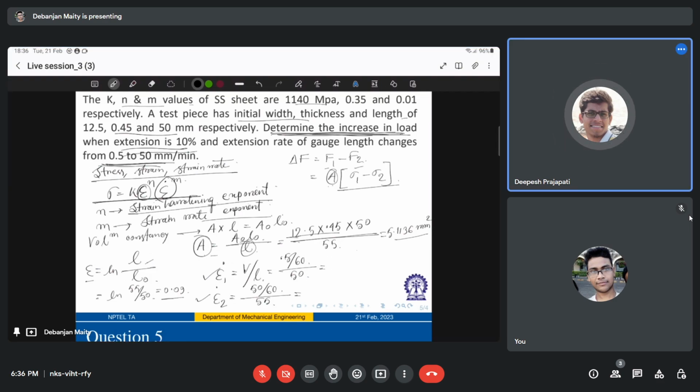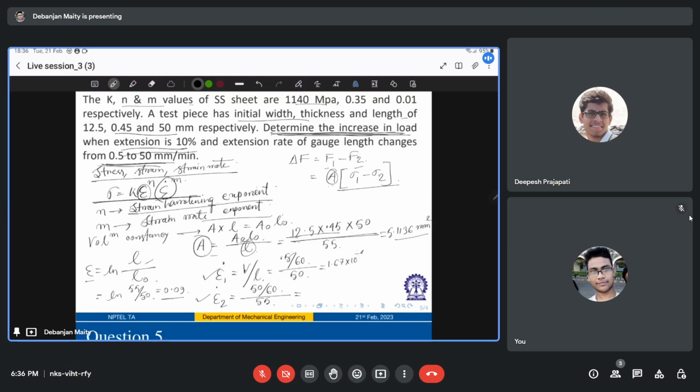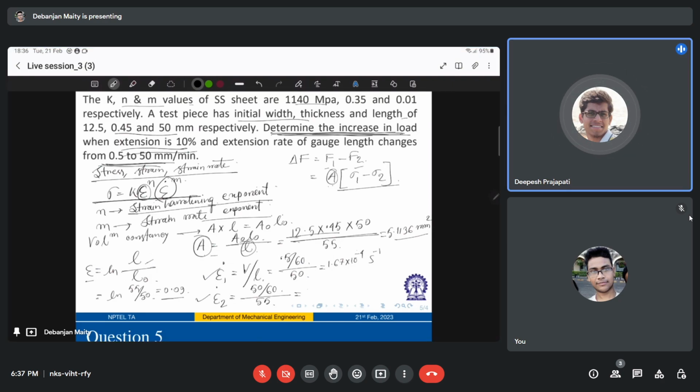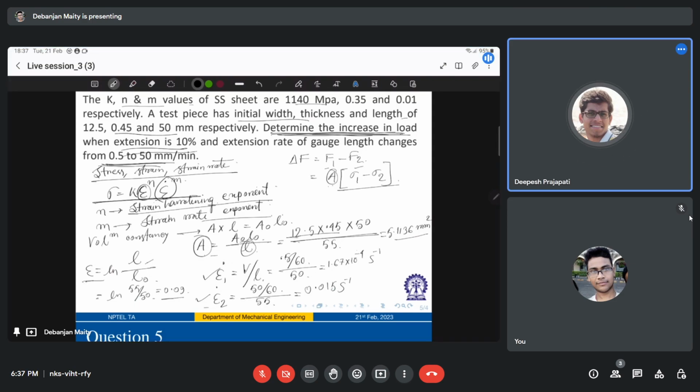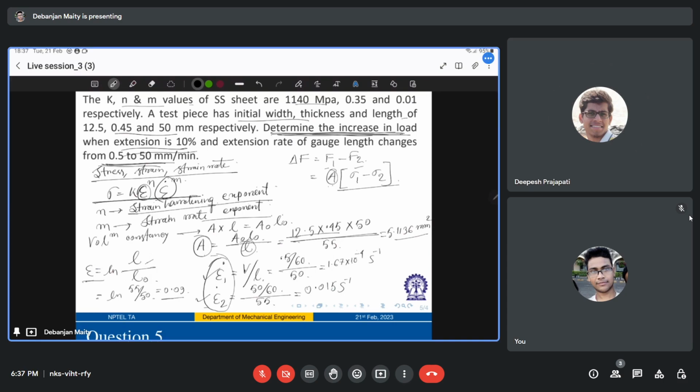Epsilon 1 dot is 1.67 into 10 raised to minus 4. This is in terms of per second. And epsilon 2 dot is 0.015. Great. So you have this epsilon 1 dot, epsilon 2 dot value. You have this epsilon value also. So there is change in strain rate actually. Now from here, what will be the sigma 1 value then?